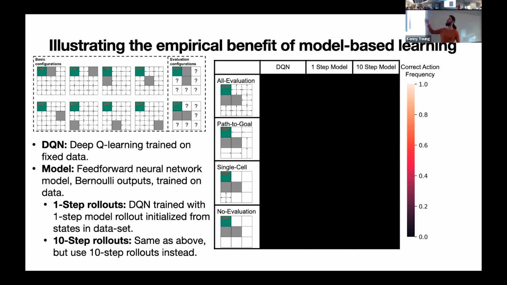By Bernoulli outputs here, I mean the state representation is just a big vector of 1s and 0s. In particular, it's going to have a 1 for each wall, so you know where the walls are in that particular state.